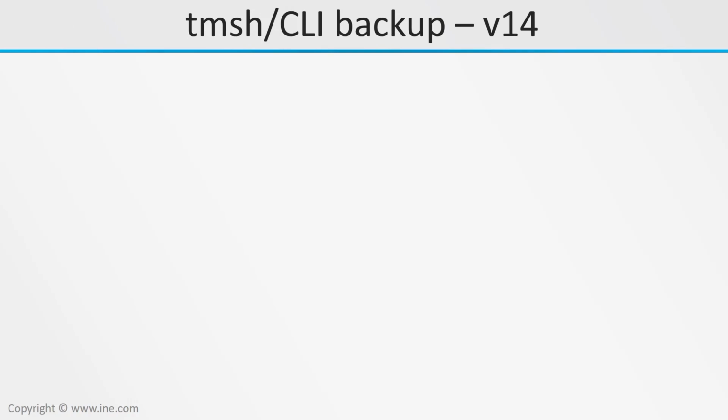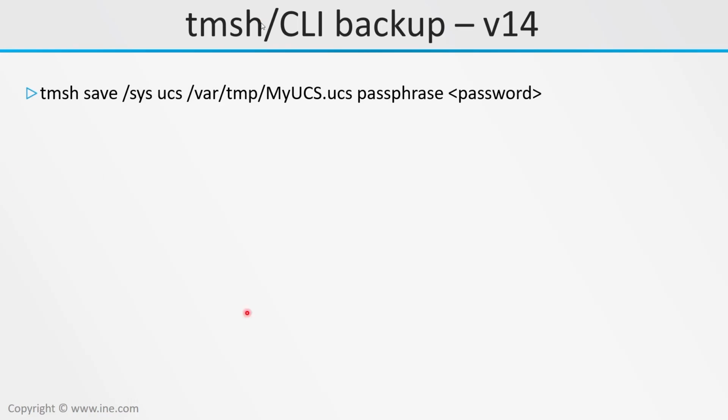Okay, in addition to using the GUI, you can also use the TMSH command or CLI backup. So first we'll specify tmsh save sys ucs. We can specify the directory we want it in if it's different than the /var/local directory. We can specify /var/tmp, for instance, then the file name, and if we need a passphrase associated with the UCS.